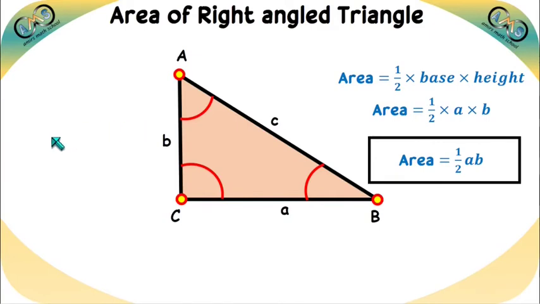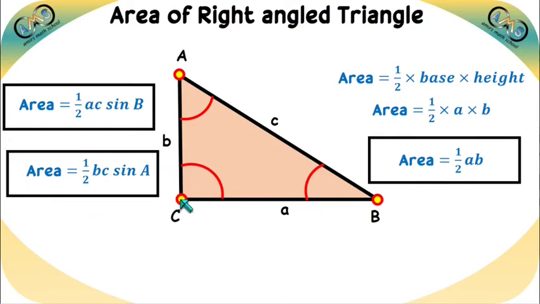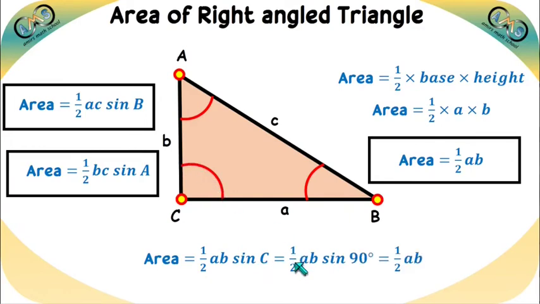We can also use this formula, that is area equal to half AC sine B. Also the area equal to half BC sine A for this angle. Multiplication of these two values and the sine of this included angle A, times half. This one is also the area. And in case of this angle C, the area is half ab sine C. We know this angle is 90 degrees, that is half ab sine 90 degrees, and the value of sine 90 degrees is equal to 1. In that case, we get this value, that is half ab.